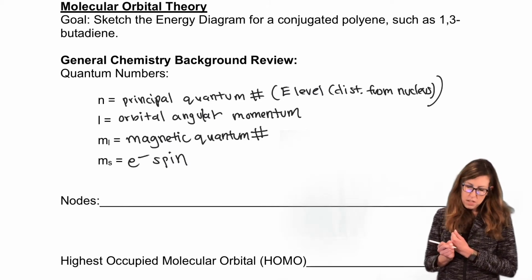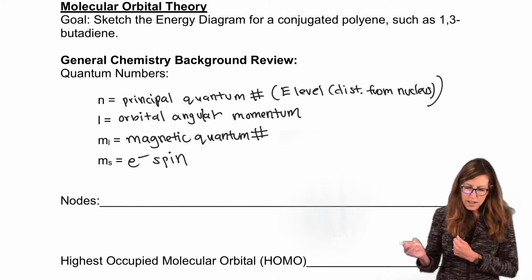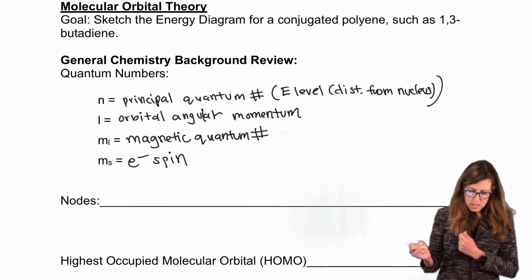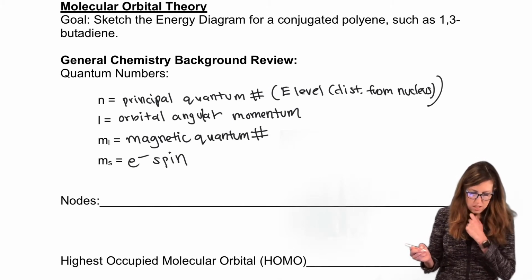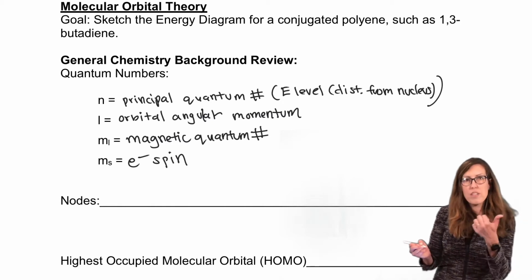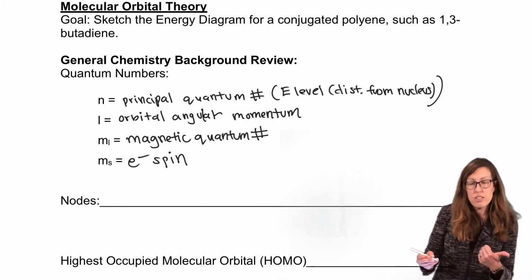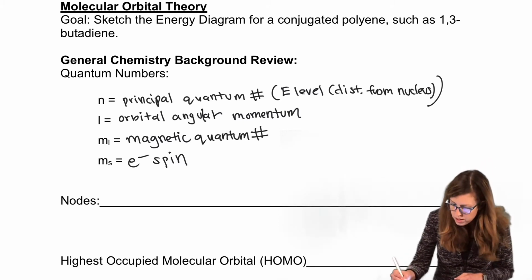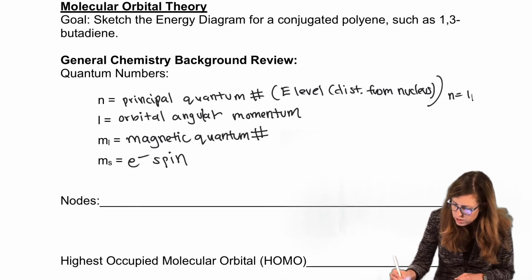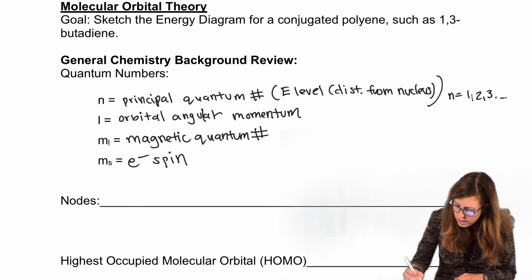Let's see, what else might I want to say? Oh yeah, the allowed values of n. You have levels 1, 2, 3, so these are integer values. And L is allowed to start at 0, so in other words, up to n minus 1. So n equals 1, 2, etc., and L is allowed to be 0, 1, 2, ... n minus 1.